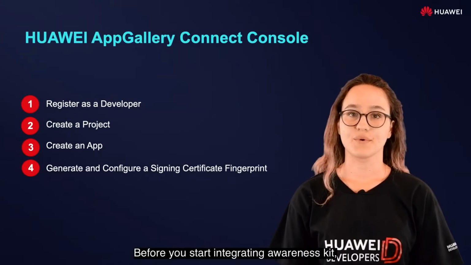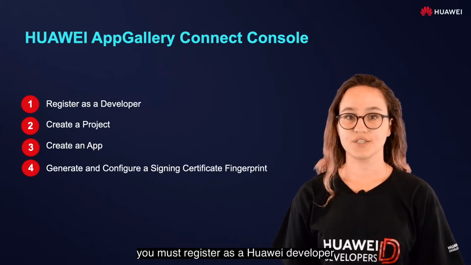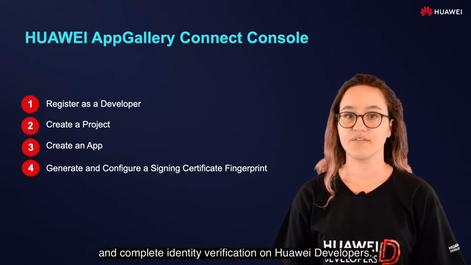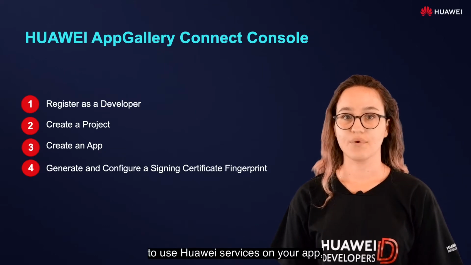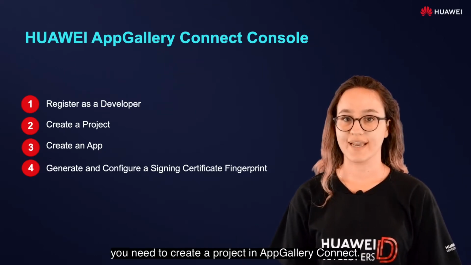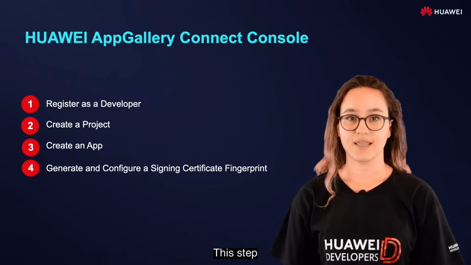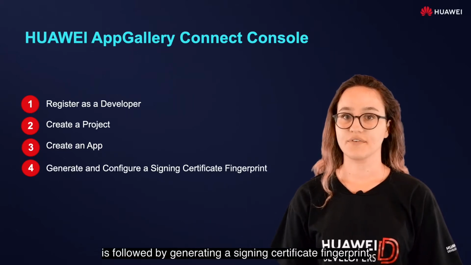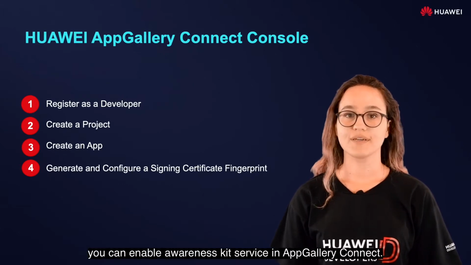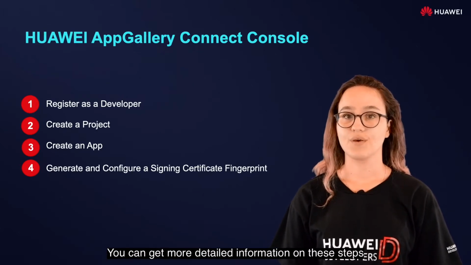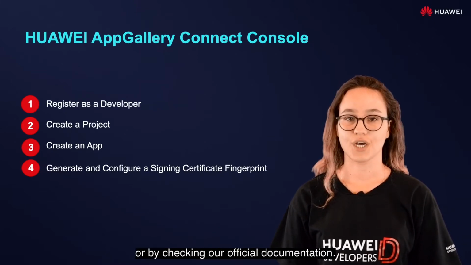Before you start integrating Awareness Kit, you need some configuration in AppGallery Connect. First, you must register as a Huawei developer and complete identity verification on Huawei developers. Then, to use Huawei services on your app, you need to create a project in AppGallery Connect. After creating a project in AppGallery Console, add an app to your project. This step is followed by generating a signing certificate fingerprint and configuring it in AppGallery Connect. Finally, you can enable Awareness Kit service in AppGallery Connect. You can get more detailed information on these steps in the previous topics or by checking our official documentation.